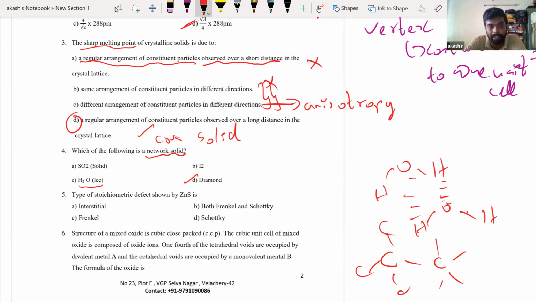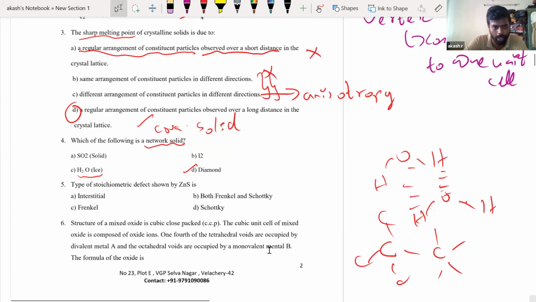So when I say a network solid, it is nothing but a covalent solid. Covalent solid means that whatever the constituent particles are, they are held together only with the help of a covalent bond. And that will happen only in diamond. We all know that. We have been studying it from our lower classes. Okay, fine. Next question, moving on.